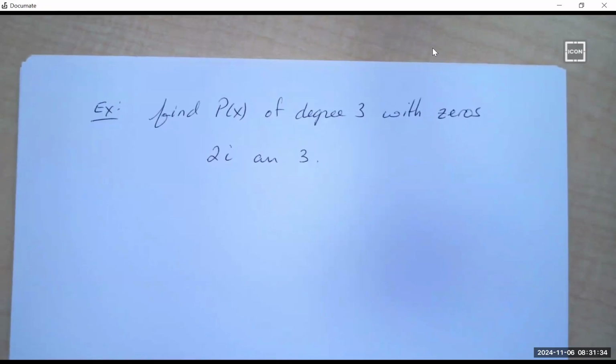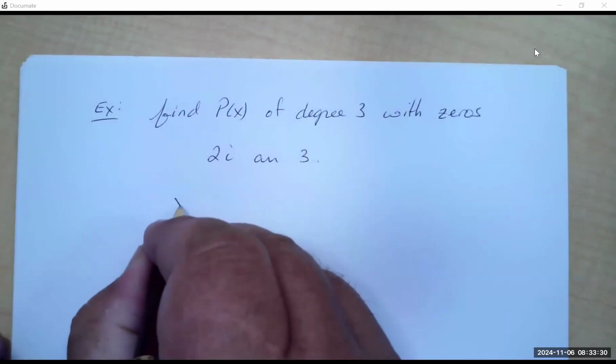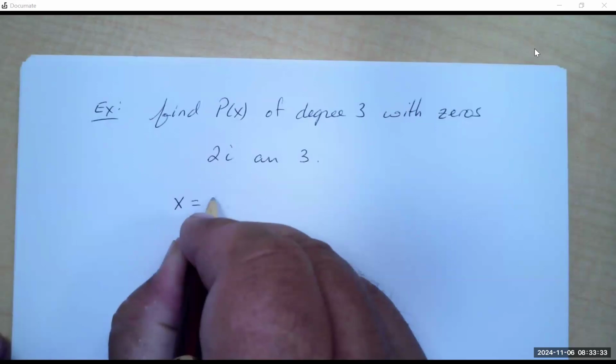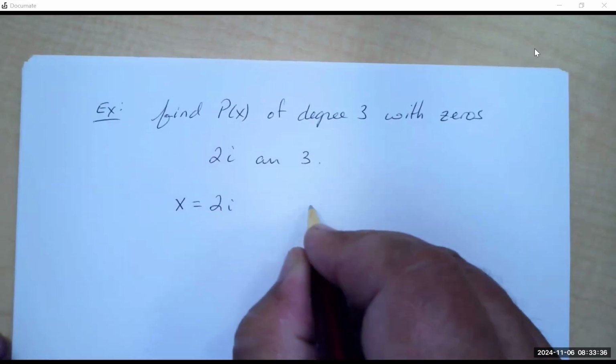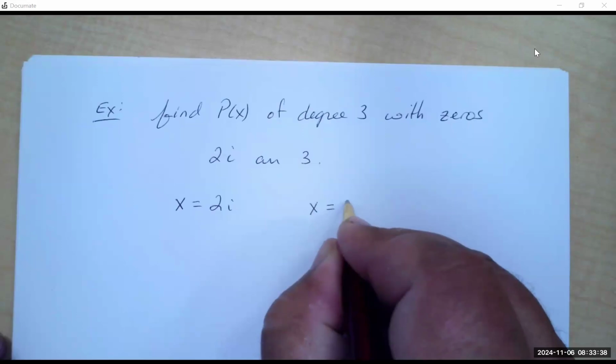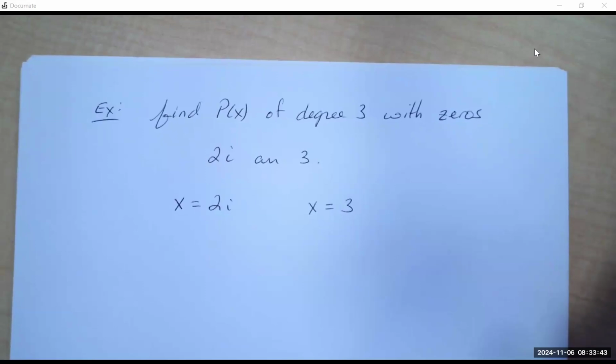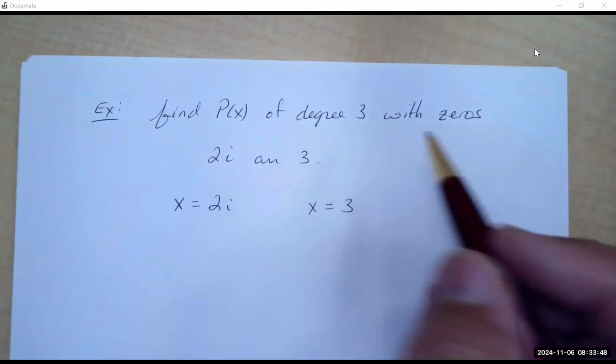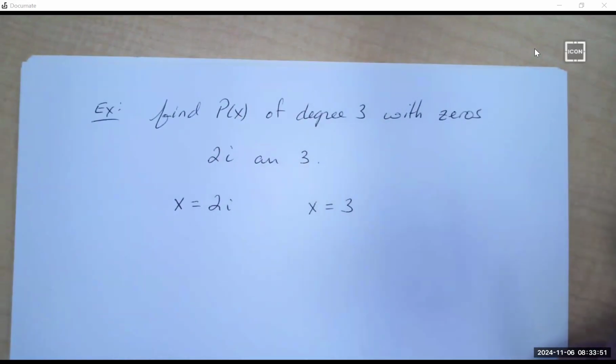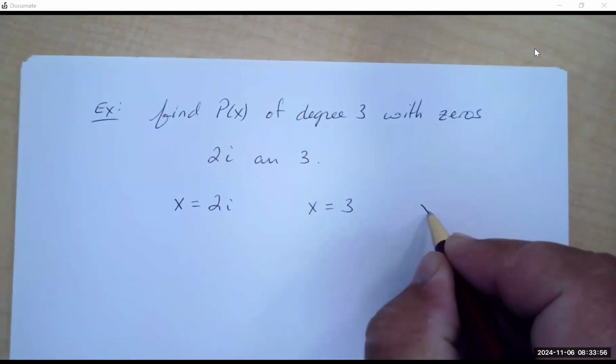Go ahead, do it. So what are my zeros? Or what are my x's? x equals 2i. And then x equals 3. What's the degree? The degree is what? Which means I have to have 3 answers, 3 x-intercepts. No. Minus 2i. Very good.